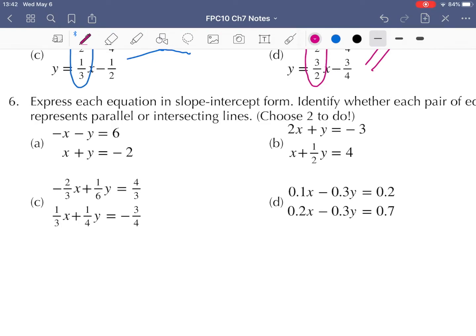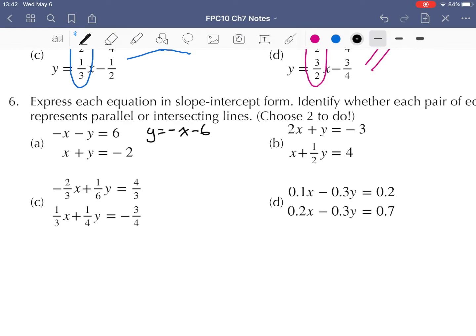All right. Number 6. Express each equation in slope-intercept form. Identify whether each pair of lines represents parallel or intersecting lines. Choose 2 to do. Okay, so I'm going to demonstrate for you 6, C, and D because those are the harder ones. I'm not going to show you how to do 6A because you should be able to manipulate equations on your own.